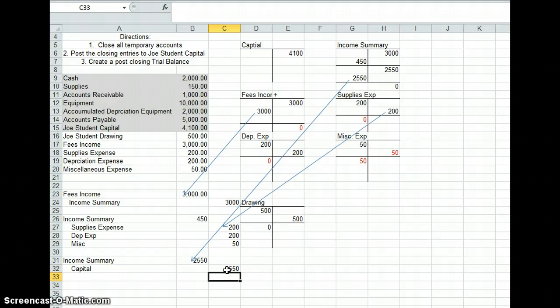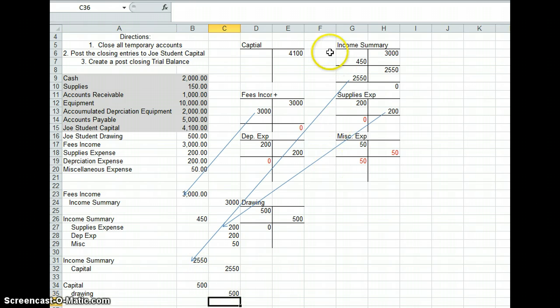$2,550. My final step in the closing process is to close drawing. So you can see here we needed to credit drawing and we need to debit an account. We're going to debit capital because that is the offset. It needs to be reduced by the amount that the owner withdrew from its account. So I'm going to credit drawing to bring it to zero and debit capital.